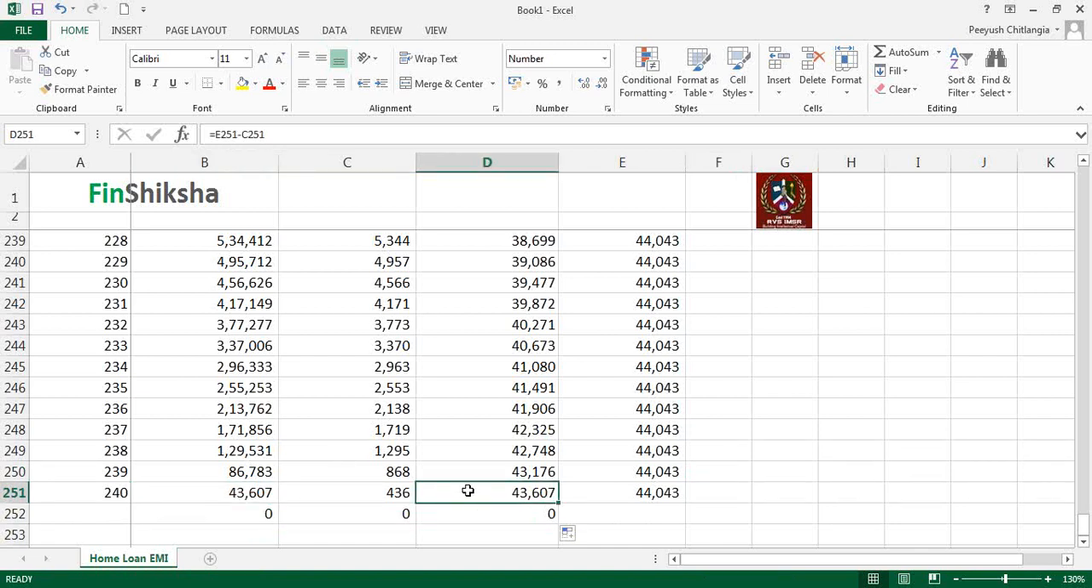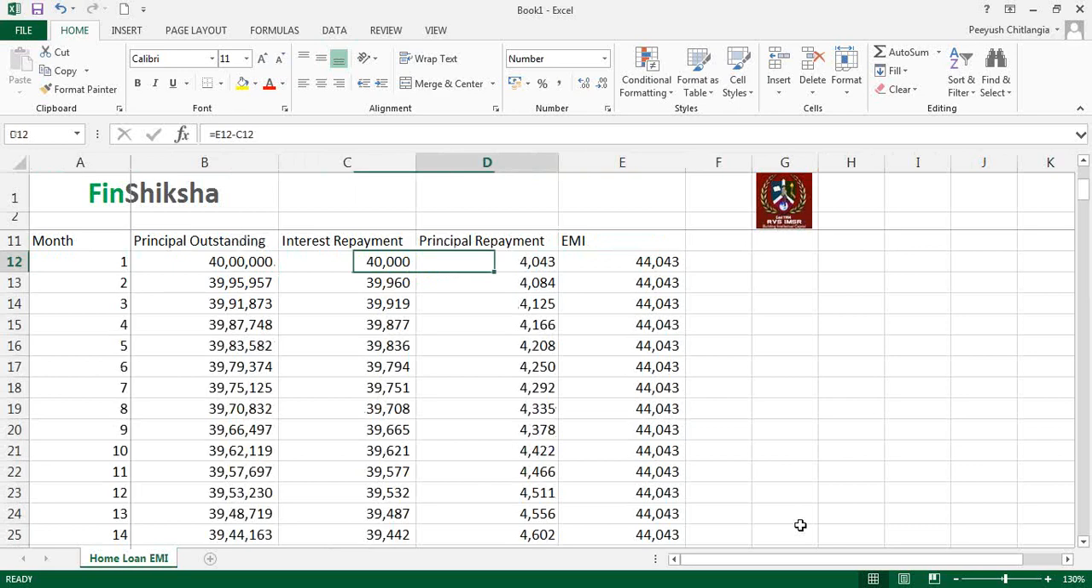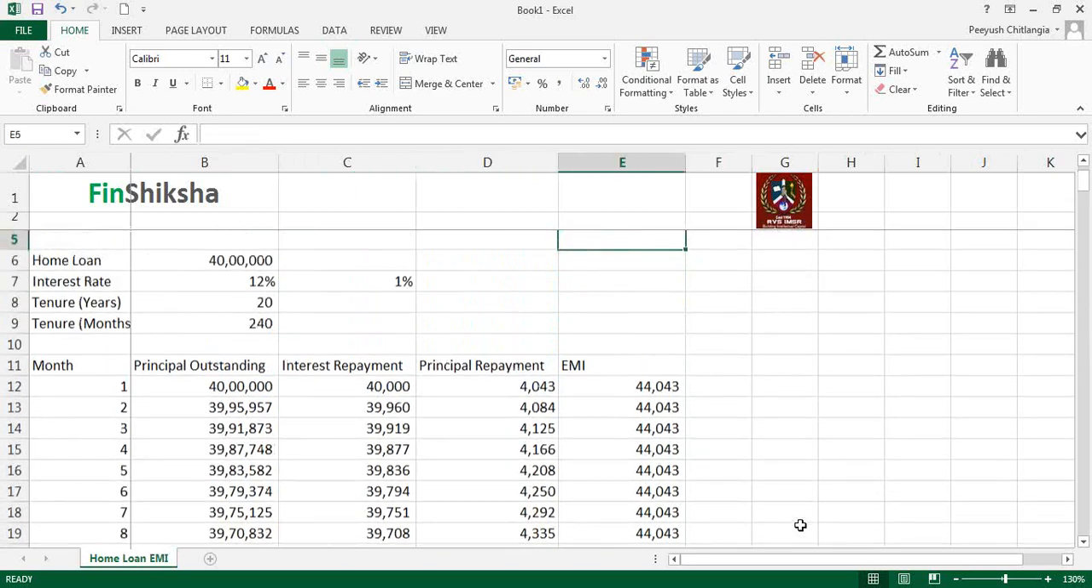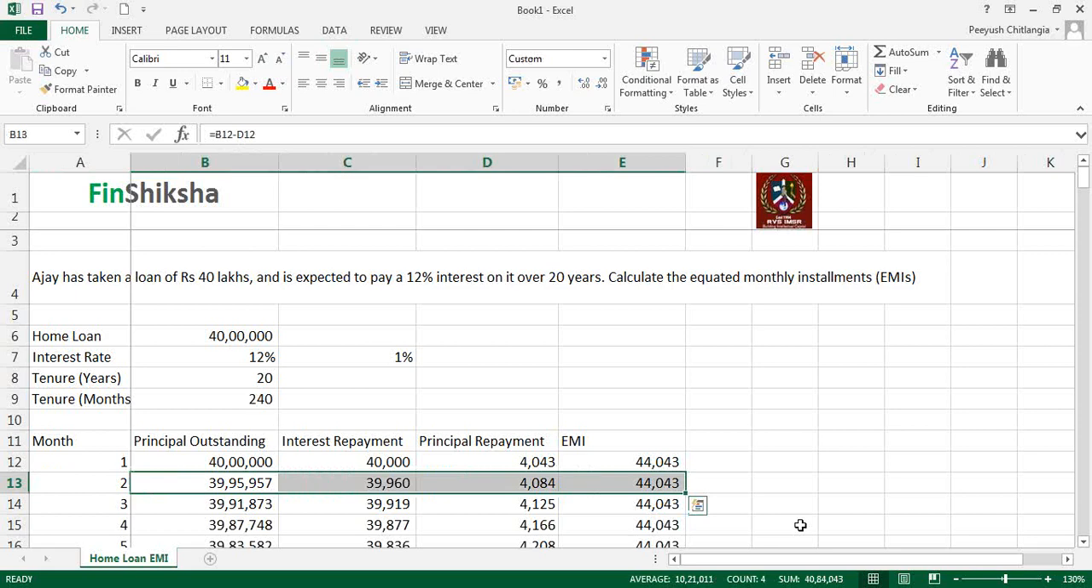You paid that principal and you paid the 1 month interest on that principal as well, which kept the equated installment equal, right? So the installment is 44,043, and that is how you keep on repaying the entire schedule over a period of the loan tenure, right?